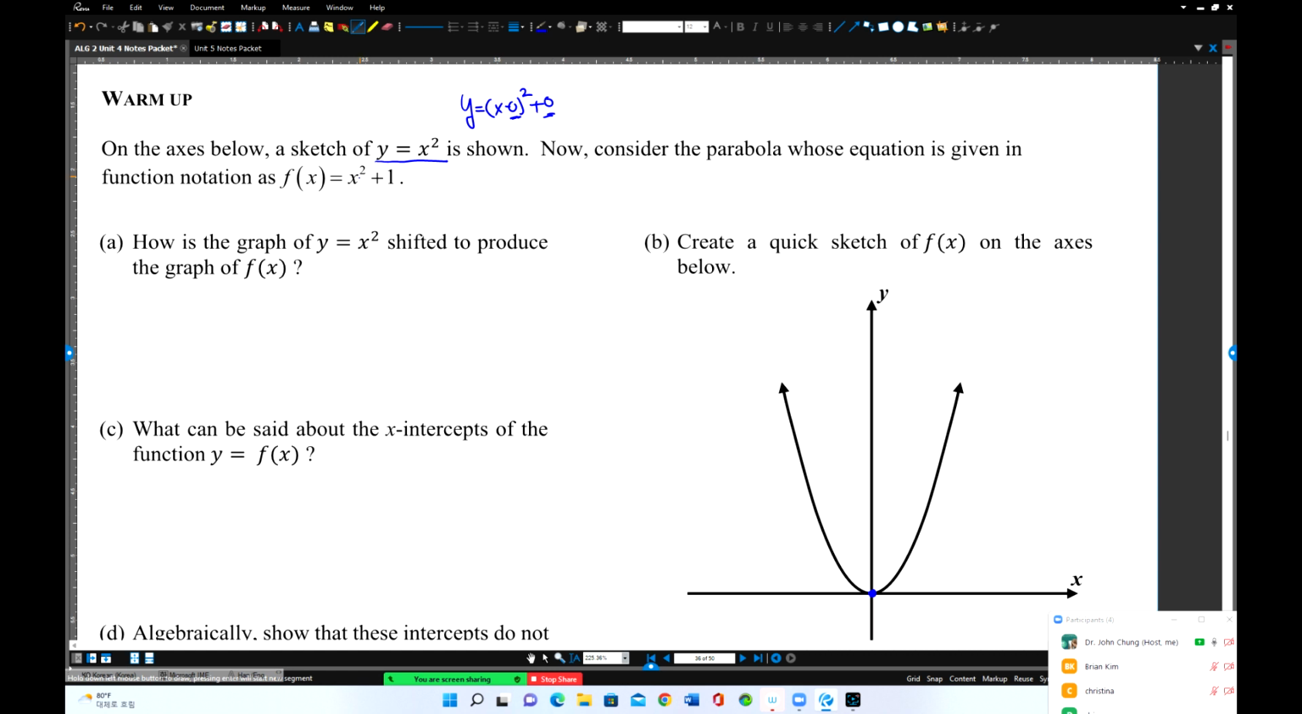Now consider x squared plus 1. What is x squared plus 1? It's a translation, moving up 1 unit. 1 unit up over here. We're going to make this one. Yes, this is y equals x squared plus 1.